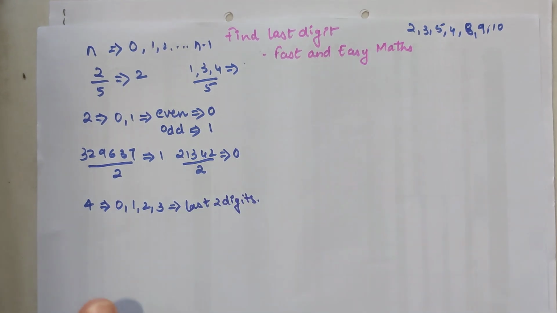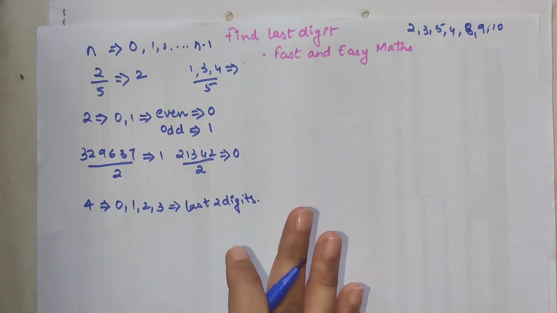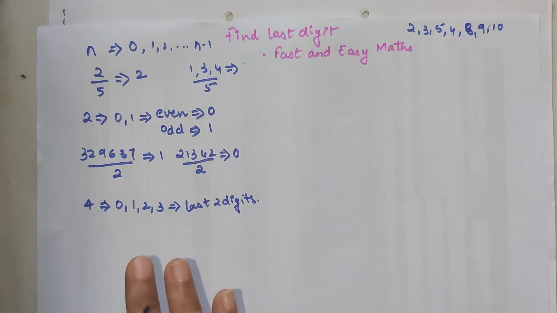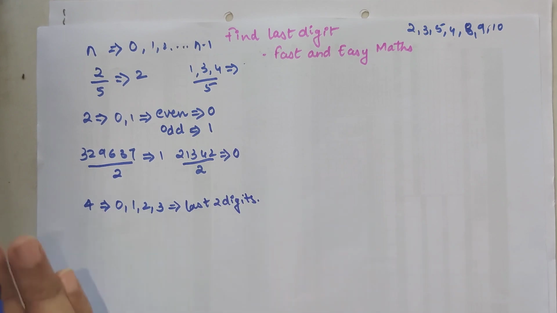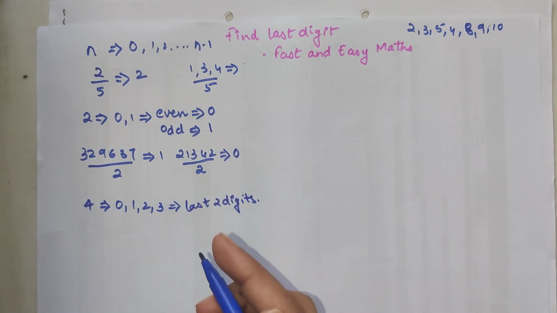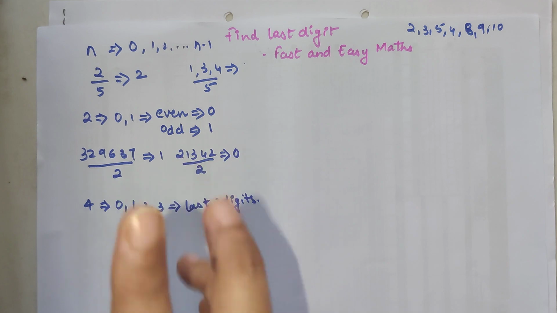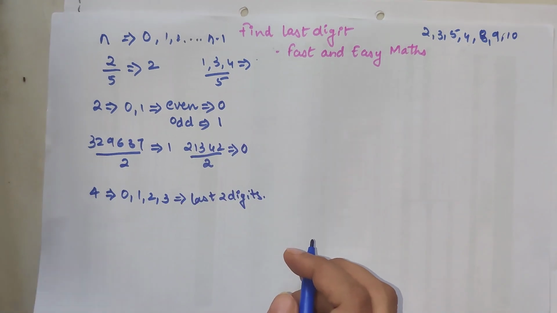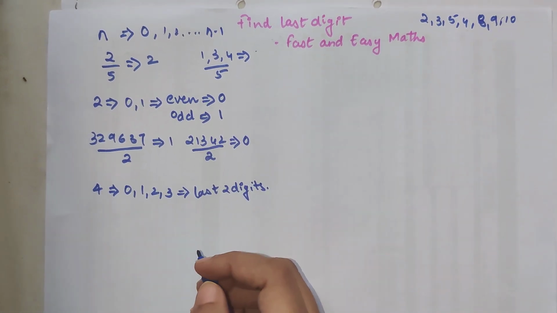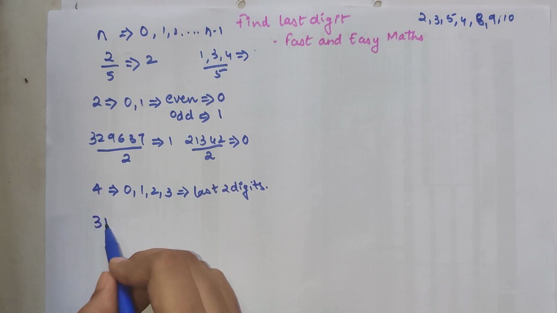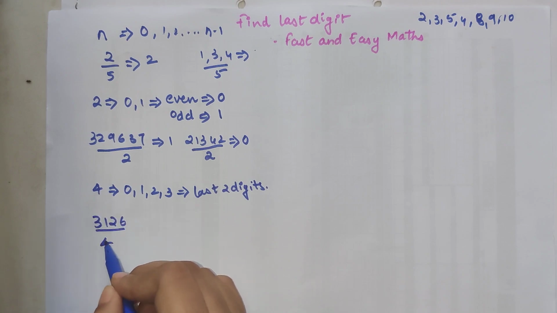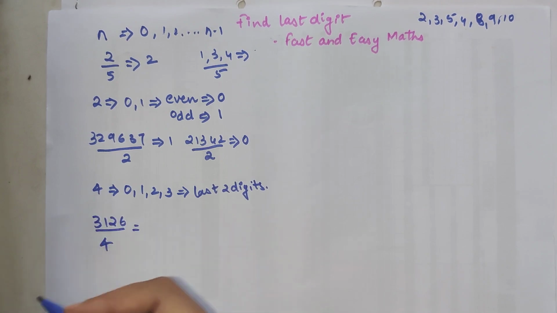Okay, so if the last 2 digits are completely divisible by 4, then the remainder will be 0. But if it is not divisible, then whatever is the remainder by dividing just the last 2 digits will be your remainder. Okay, so let me give you an example. Let's try 3126. I'm just giving you a small example so that if you want to check it, otherwise also if you want to check the whole number being divisible by 4, you can do that as well.